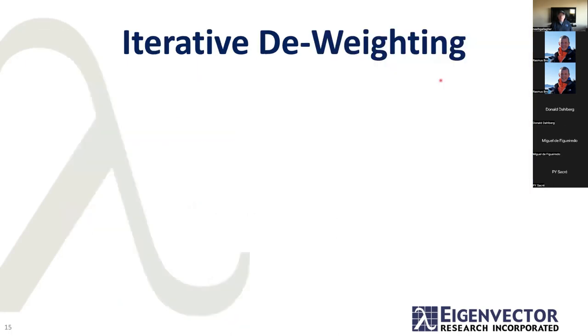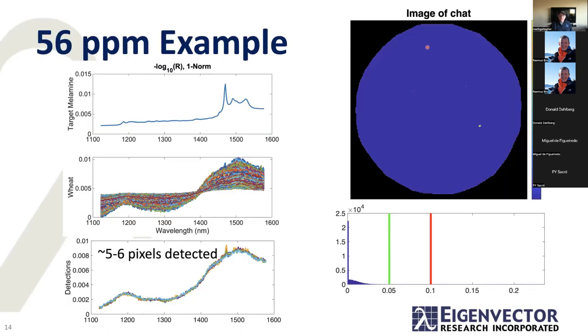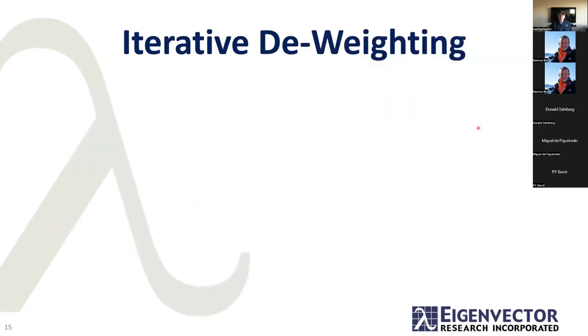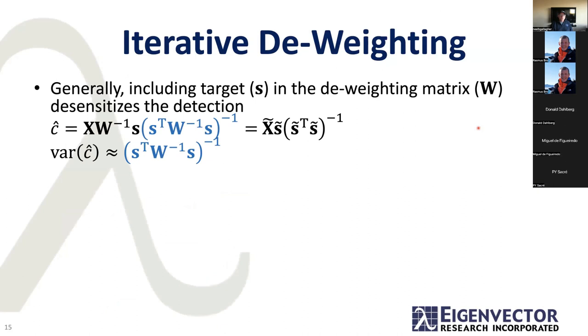We can also use iteration. So in this past example, I used this entire image as my de-weighting matrix. What that means is that I'm de-weighting by this signal as well as all of this signal. And when I de-weight by this signal, that means that I'm going to have a loss of sensitivity. So what I can do is iterate. I can remove detections from my clutter matrix and then re-perform the detection process.